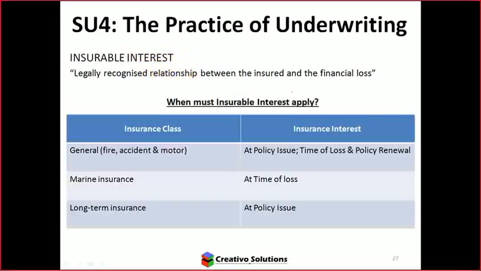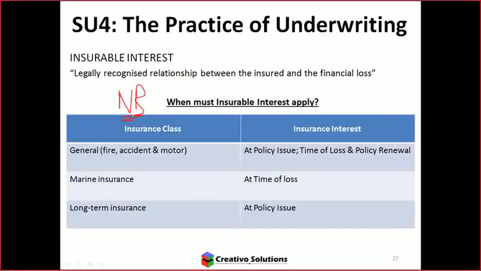All right, so when must insurable interest apply? There are three scenarios that you need to know. And again, from an exam or test point of view, these are NB. They're often tested in different questions where they talk about different insurance classes. So we get general insurance, which looks at your fire, your accident, your motor, and so on. Then you get marine, which is specific to fleets of ships, so boats and that. And then you've got long-term insurance, looking at lives, so life insurance as an example.